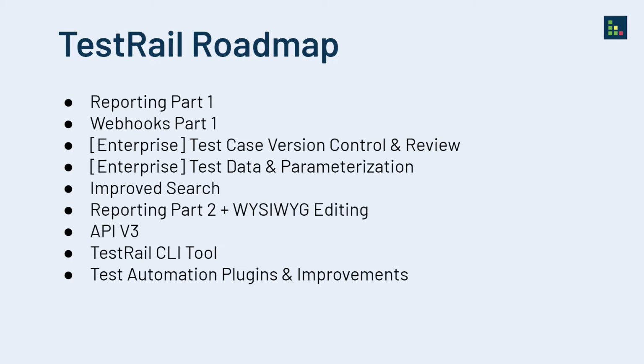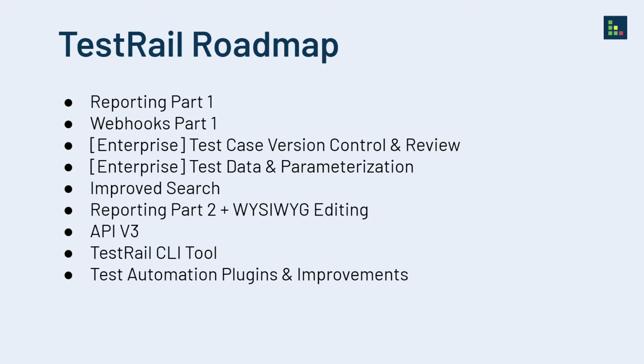In our reporting part 2 project, along with WYSIWYG editing, we are looking to continue building on the chart improvements with capabilities to start selecting what data is actually displayed in those charts in the first place. And we're going to give you some tools to extract that data from them. So starting to build out some more customized reporting using the TestRail charts. And we also plan on implementing WYSIWYG style editing across TestRail in parallel with that.